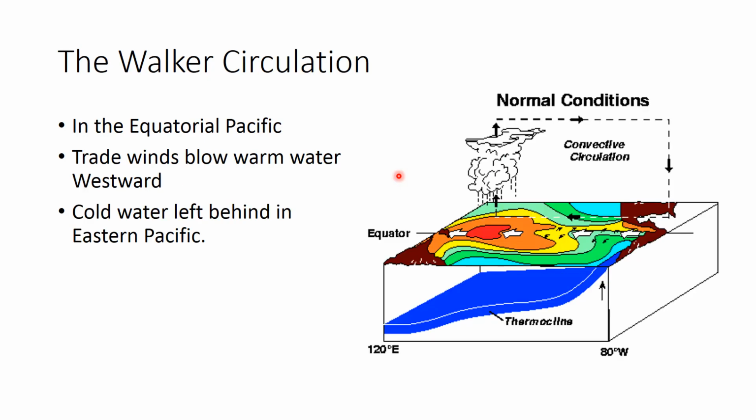Okay, so first, let's talk about where this all comes from. So there is a global circulation. Last class I talked about what's called the jet stream. That's a type of global circulation. Well, there's another type of global circulation that takes place in the equatorial Pacific called the Walker circulation.